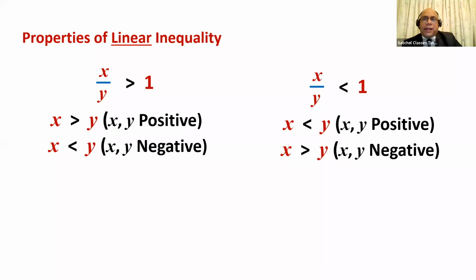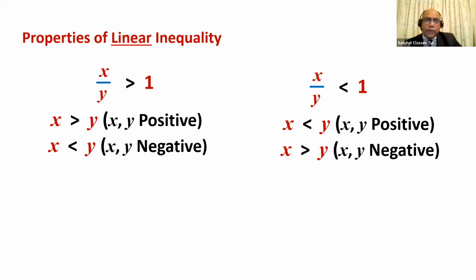In case of x over y being less than 1, it's just the reverse. So in case of positive numbers x and y, x has to be smaller than y, because in this case it will be a proper fraction, right? The values are less than 1. Proper fractions are fractions where the denominator is bigger than the numerator. So y is greater than x, correct?